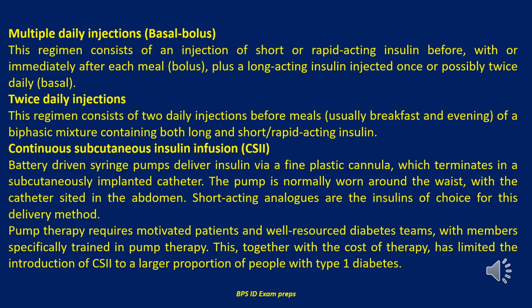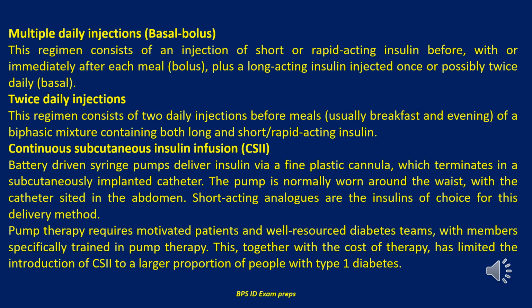Let's progress to multiple daily injections, that is the basal bolus strategy. This regimen consists of an injection of short or rapid-acting insulin before, with or immediately after each meal, that is the bolus form, plus a long-acting insulin injected once or possibly twice daily, that is the basal form. Let's discuss twice-daily injections. This regimen consists of 2 daily injections before meals, usually breakfast and evening, of a biphasic mixture containing both long and short or rapid-acting insulin.